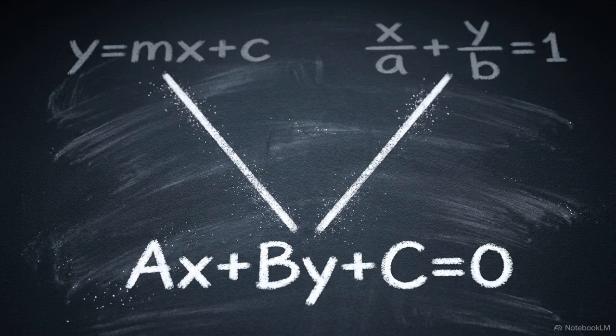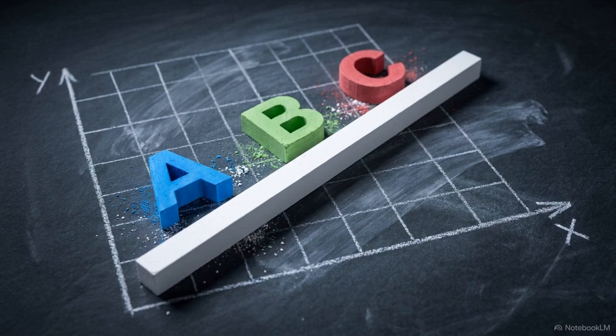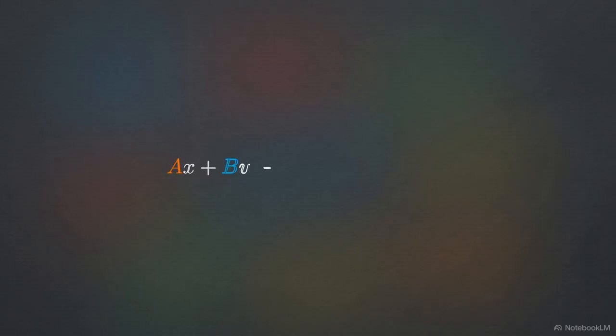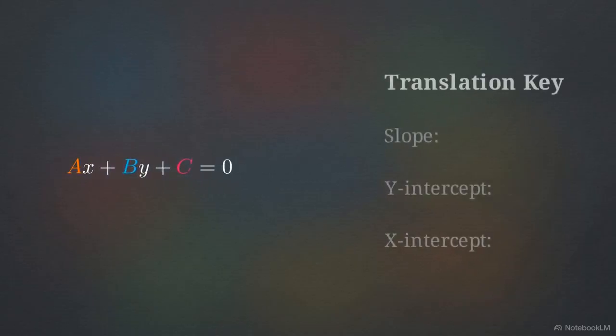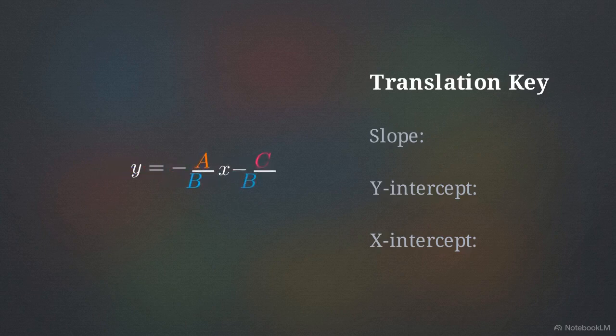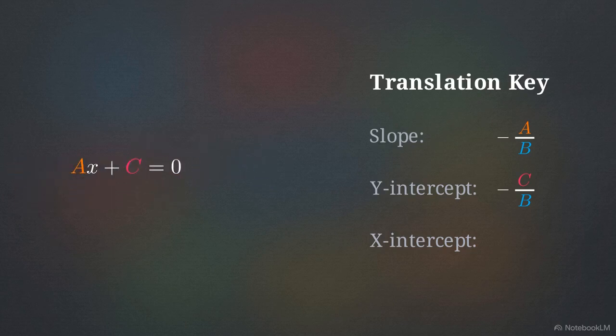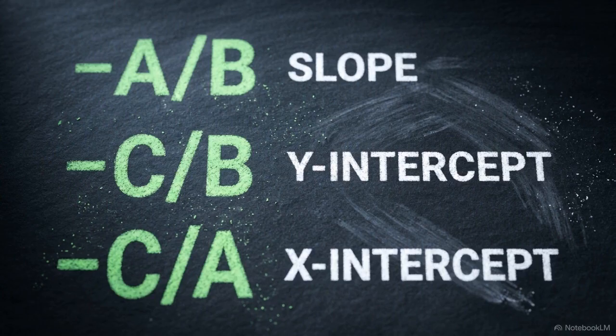The coefficients a, b, and c contain all the information necessary to determine the physical orientation of the line. We extract slope and intercepts directly from these three values. Isolating y reveals the slope-intercept form, where slope is negative a over b and y-intercept is negative c over b. Setting y to 0 shows the x-intercept is negative c over a. These three formulas provide immediate access to the line's physical traits using only its coefficients.